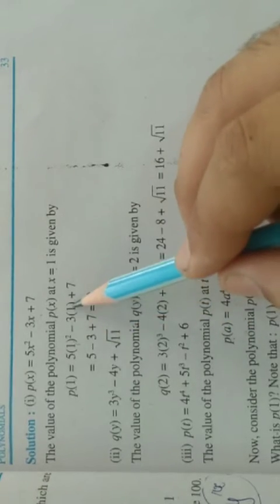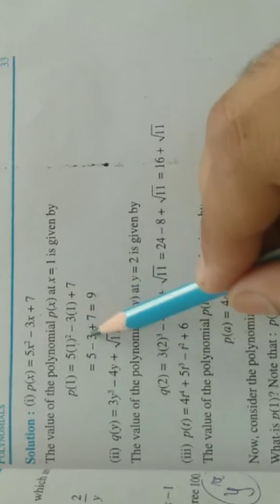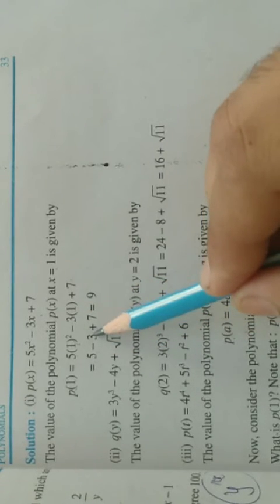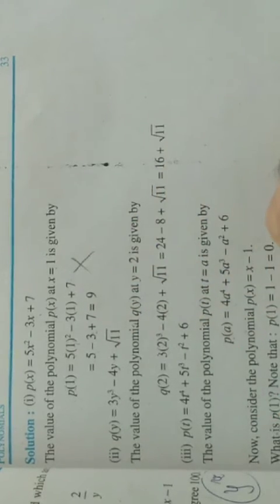1 square, 3 into 1. 1 square is 1, so 5 times 1 is 5, 3 times 1 is 3, and 7. So 5 minus 3 is 2, 2 plus 7 is 9. So x is equal to 1 is not a zero of the polynomial.